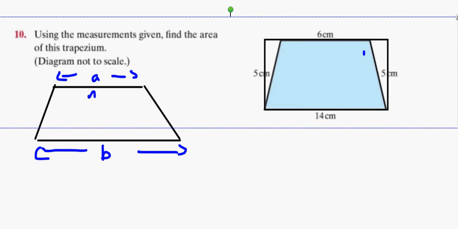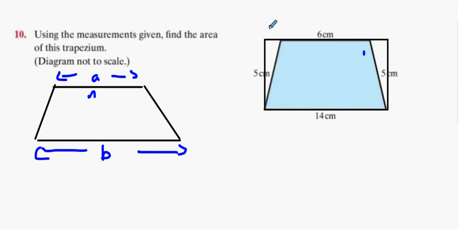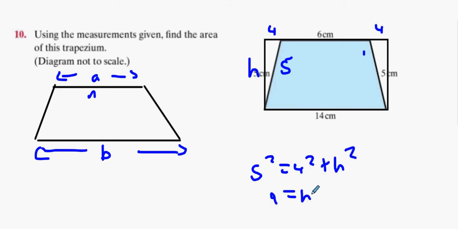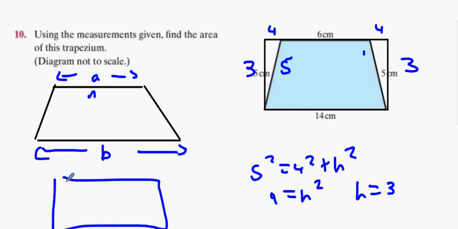Alright, so this will be 4. We call this H and we call that 5. Is it a 3, 4, 5 triangle? 5 squared equals 4 squared plus H squared. 9 equals H squared. H equals 3. You know the height of the rectangle is 3. Okay? So you have a big rectangle of 3 times 14. What's 3 times 14?